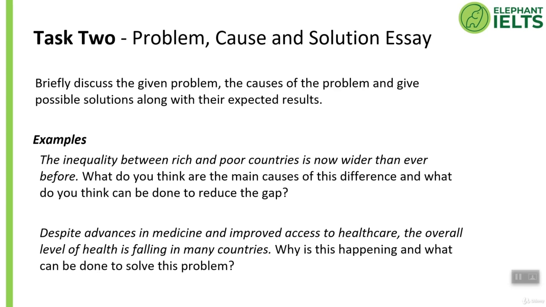Look at the second question. Despite advances in medicine and improved access to healthcare, the overall level of health is falling in many countries. Why is this happening, and what can be done to solve the problem? Well, the problem again is obvious. Public health is declining, so we must think about why that's happening and how this problem can be solved. So you see from the questions it's clear that these are problem and solution type essays. So let's look at how to answer this kind of essay.